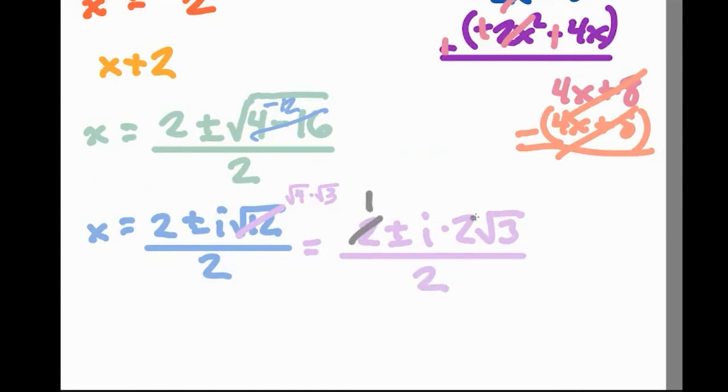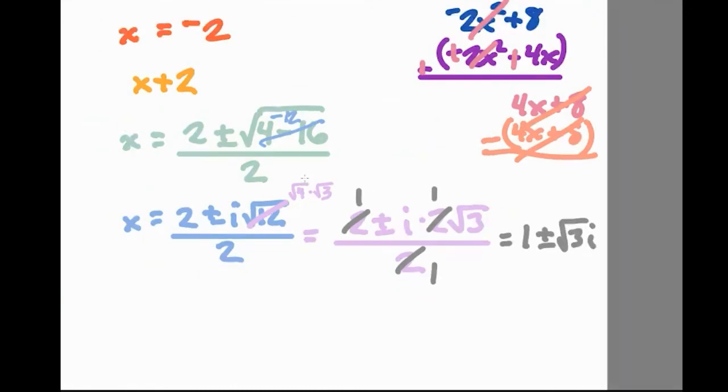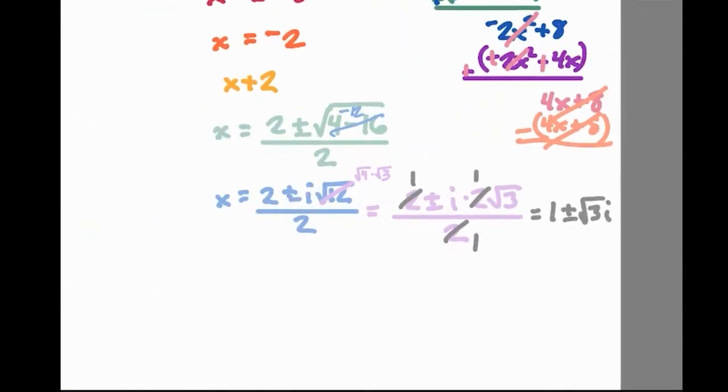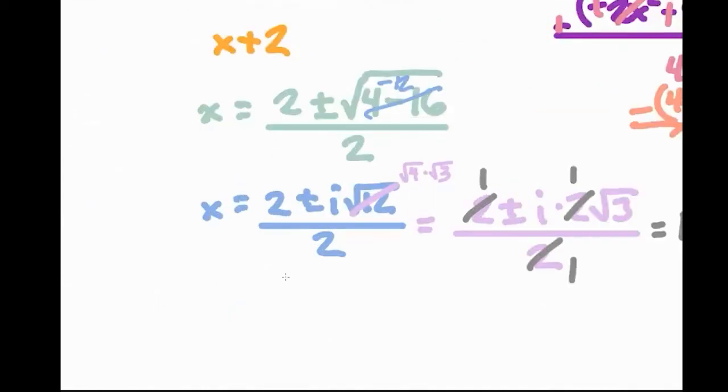So this becomes a 1. This becomes a 1. This becomes a 1. And you're left with 1 plus or minus root 3i for the other two solutions. So now we have negative 2 and those two solutions right there to be our 3 solutions. So now what I'm going to do is just write it in factored form. And how that's going to look is the following.